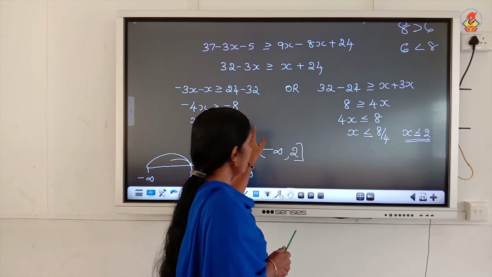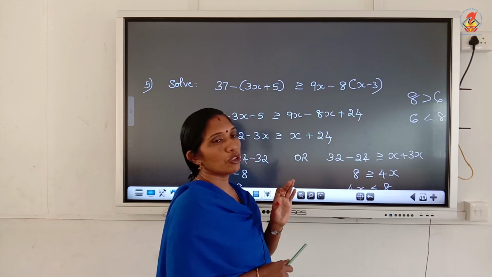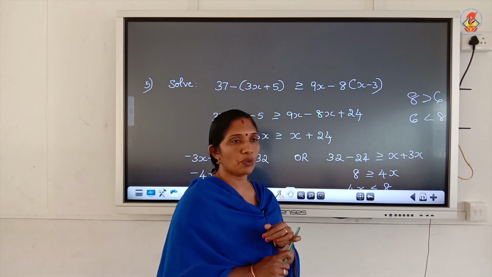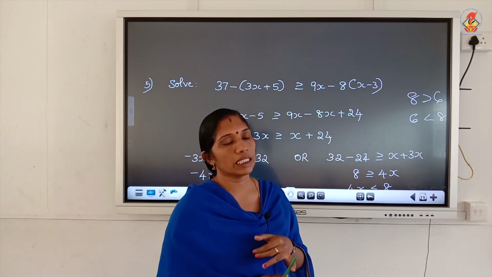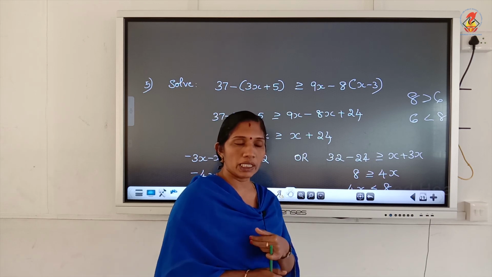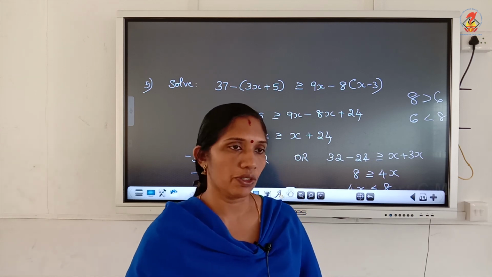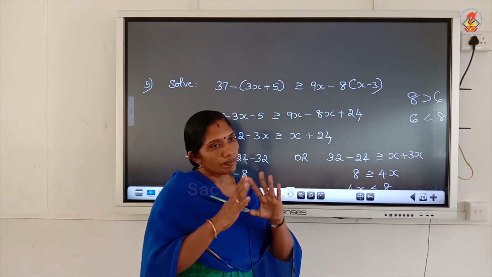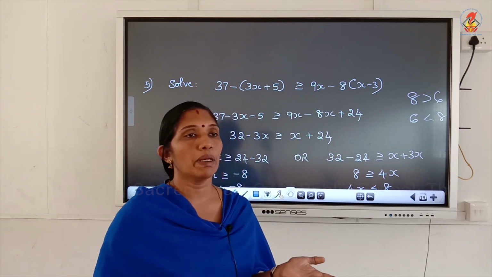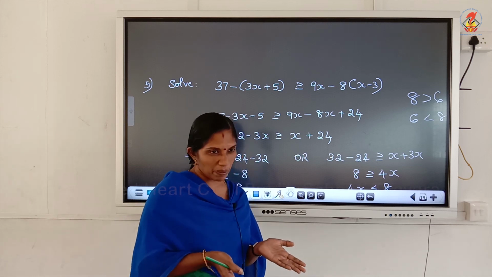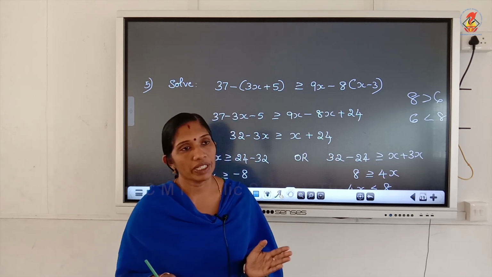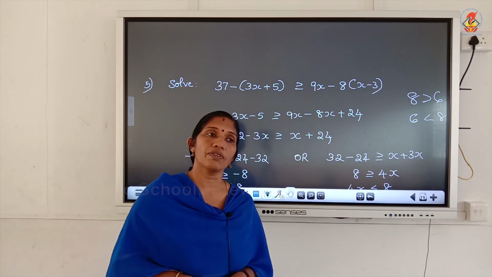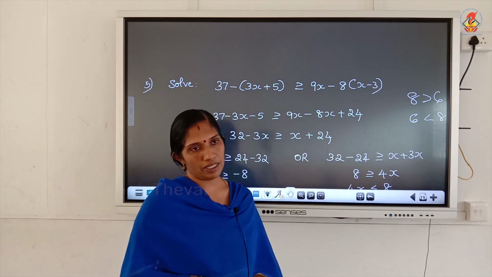So for solving algebraically, we have to learn two rules. The first rule is that equal numbers can be added to or subtracted from both sides of an inequality without affecting the sign of the inequality. The second rule is that both sides of an inequality can be multiplied or divided by the same positive number, but when we divide or multiply by a negative number, the sign of the inequality is reversed.